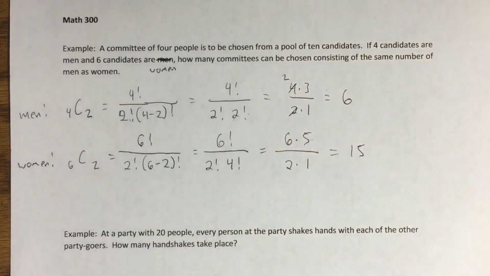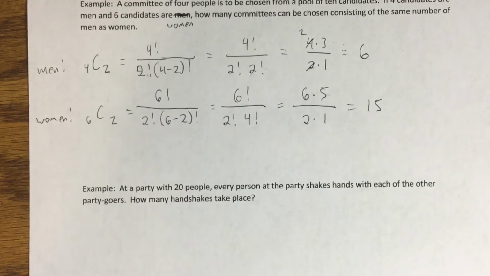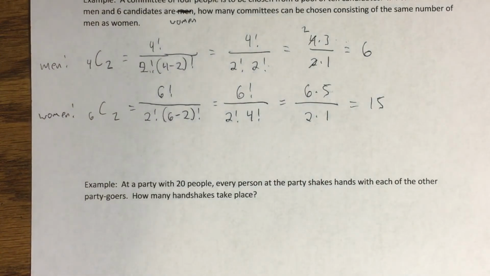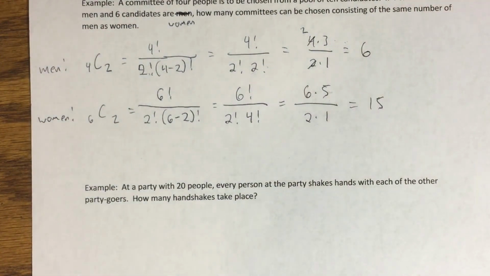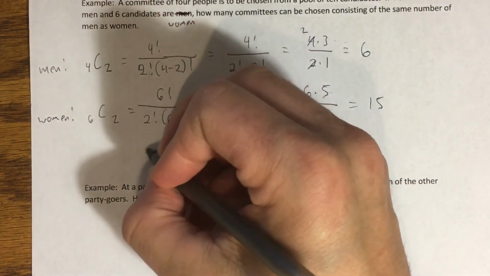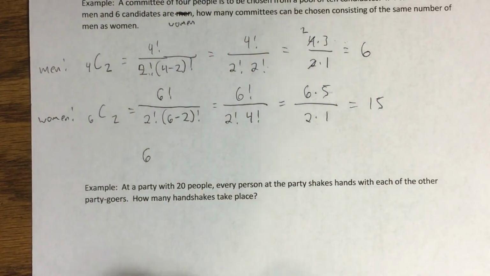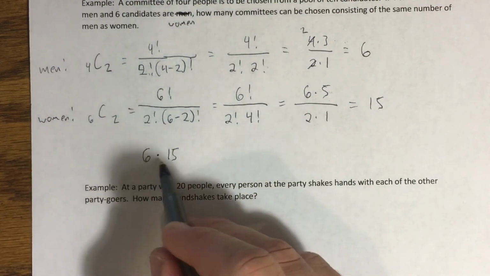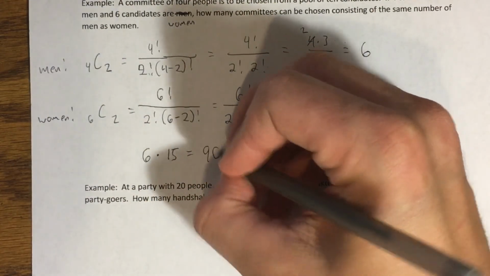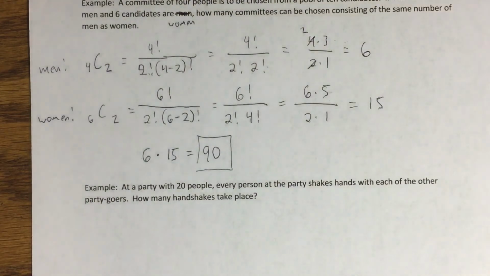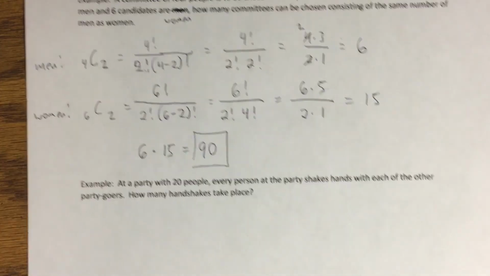Okay? Now, that doesn't answer the question, because that just says how many different ways can we choose the men for this committee, how many different ways can we choose the women for this committee. We now can take these results and finish this off using the fundamental counting principle. Notice we're still using the fundamental counting principle in conjunction with these permutation and combination problems. So if there's 6 ways of choosing the men for this committee, and there's 15 ways of choosing the women for this committee, then 6 times 15, which is 90, would tell us the total number of possible committees that can be chosen meeting our criteria.